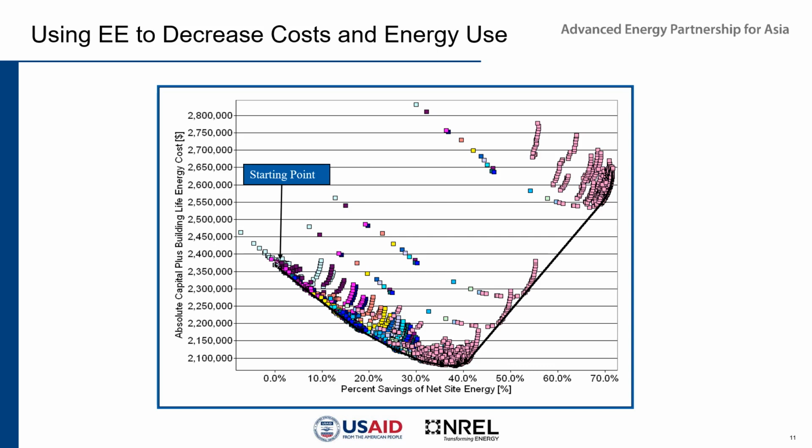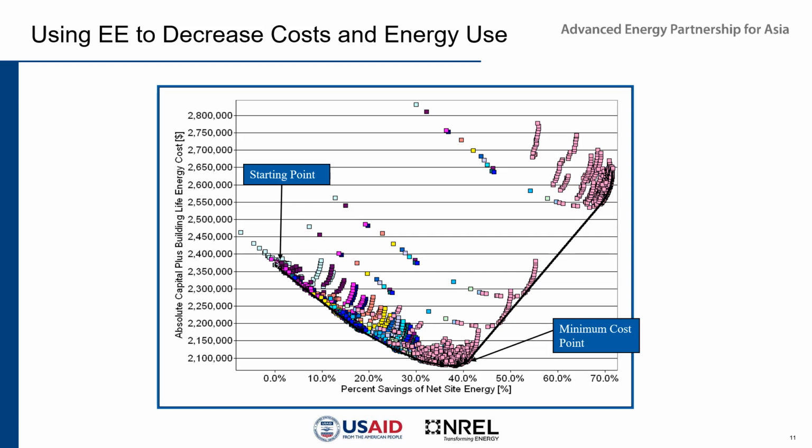We can see that the starting point may be a given point close to 0%. So let's say it's the code building, and that building would cost, you know, a little bit below $2.4 million to operate over its lifetime, and that's the cost of the building itself. And then as you add energy efficiency measures, there's an additional cost to install, let's say, more insulation, a cool roof, for example, or better equipment, and so on. And you know, you keep moving towards a minimum cost point.